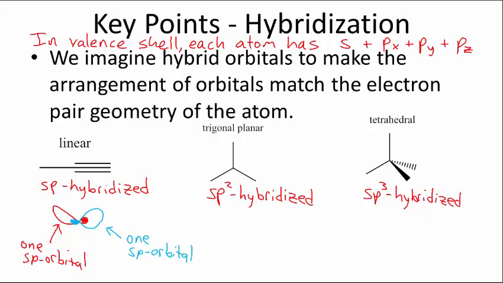So the whole point of hybridization is to make the arrangement of the orbitals match the electron pair geometry of the atom. 3 different hybridizations for 3 different electron pair geometries. Again, since everything we're doing has one of these 3 geometries, those are the only 3 we need.